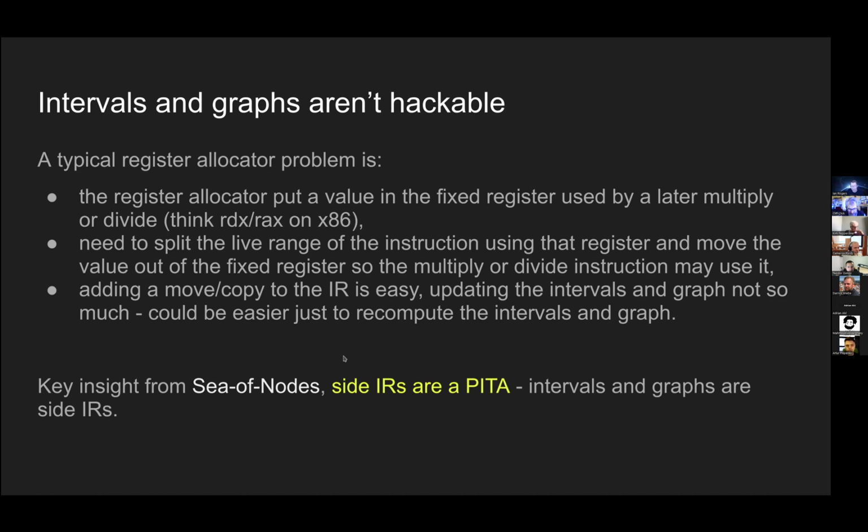And I think a key insight from the Sea of Nodes work is that every time you have some kind of side IR, they're a pain in the ass as a compiler developer. And intervals and graphs are side IRs. So the community should be working on register allocators that get rid of them. And TreeScan existed before I did this work, and they'd got rid of it. I did this work ignorant of TreeScan.